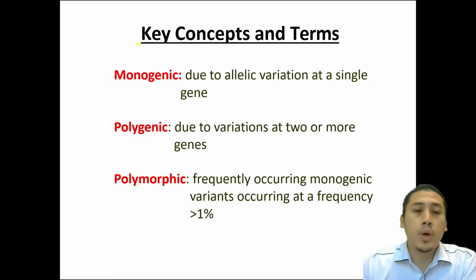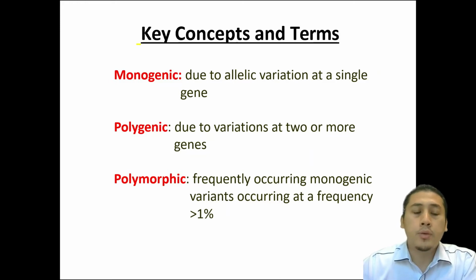And then the second one is polygenic. It is due to variations at two or more genes. So, for example, hair color in combination with eye color. You have variations at two or more genes.